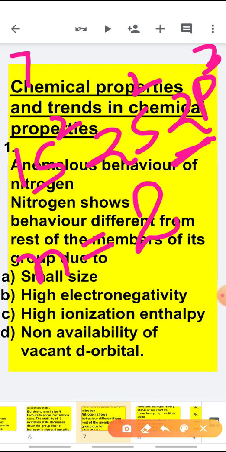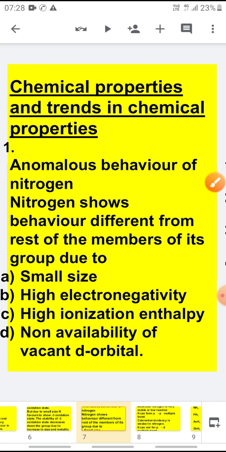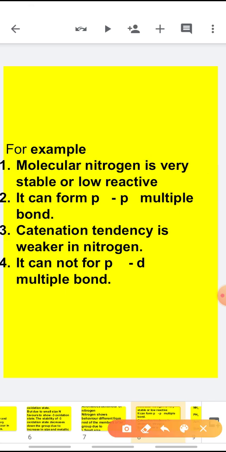When the value of n is 2, this is the principal quantum number, and the azimuthal quantum number will be only 0 and 1. 0 means s orbital is permitted and 1 means p orbital is permitted. If there would have been 2 also, then d orbital would also have been there, but a d orbital is not there with nitrogen. And because of this, what happens? Molecular nitrogen becomes very stable and very low reactive.